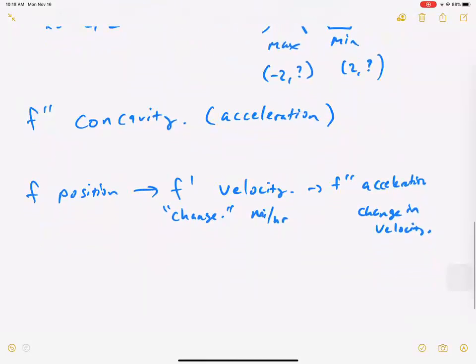So these are all related, and these are also called kinematics, kinematic equations. And that's like another thing.